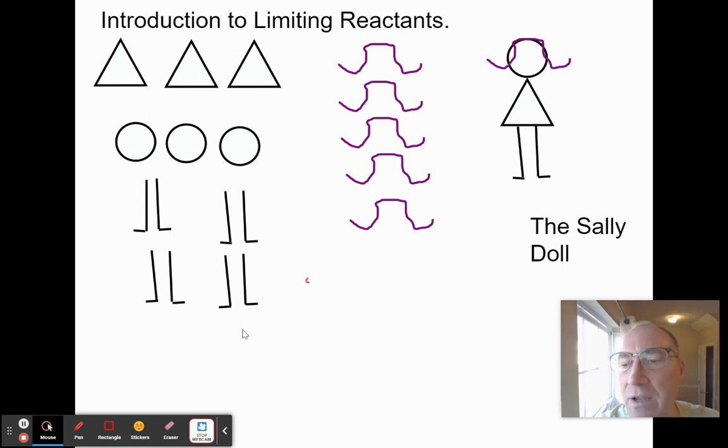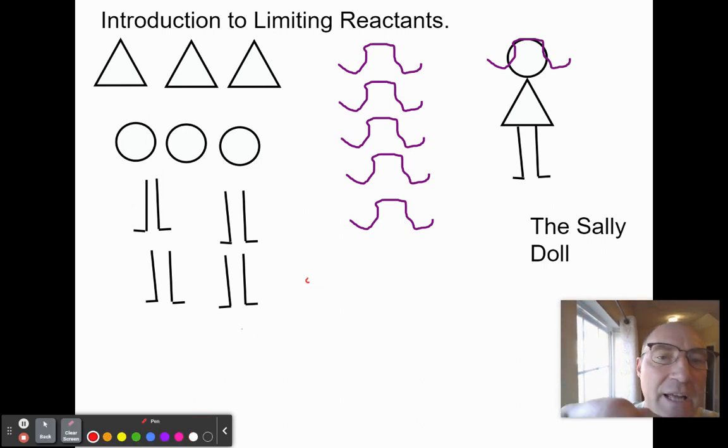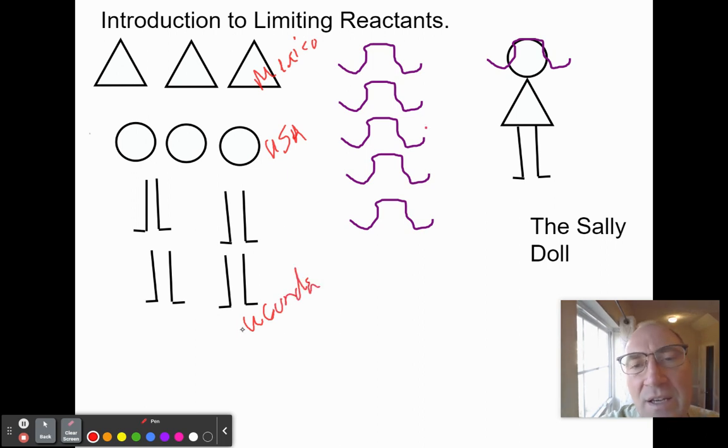Advance. All right. So today we are going to look at limiting factors. A limiting factor is like something's going to run out, and when something runs out, the reaction is just going to stop. I always use the Sally doll as an example. For example, the heads are made in USA, the little bodies are made in Mexico, and the legs are made in Uganda. I'm just coming up with random names. And then this one's made in North Korea, the hair. So these are fun places.